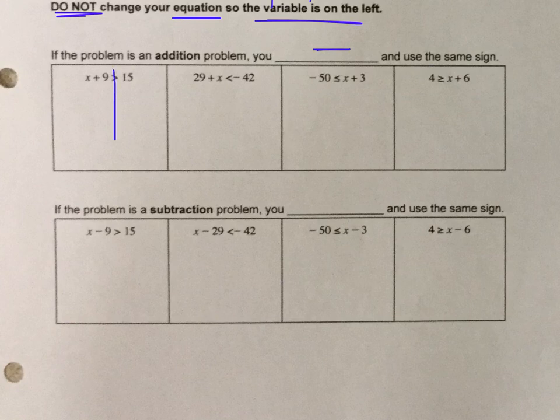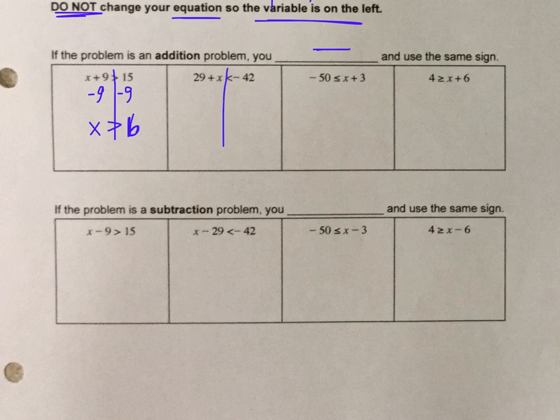So I have x plus 9 is greater than 15. All I'm going to do is subtract that 9 because the opposite of add is subtract. X, same sign, greater than 6. That's a 6. Okay.